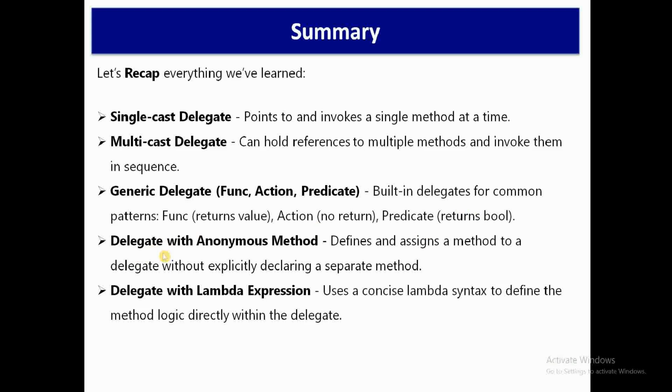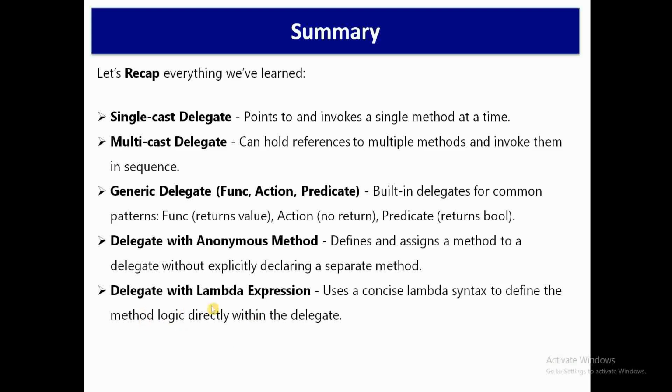Next one, we have delegate with anonymous method. It defines and assigns a method to a delegate without explicitly declaring a separate method. If we do not want to create a separate method for a delegate, then we can go with an anonymous method, where we do not provide any method name. We directly put all our method logic into the delegate while initializing it, and we can put all our calculations inside that anonymous method.